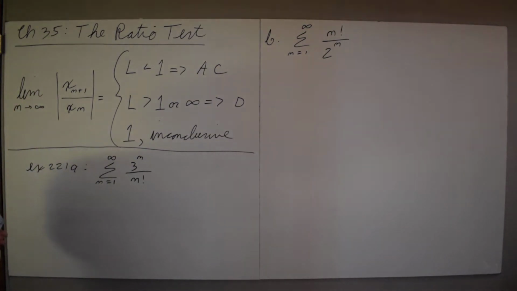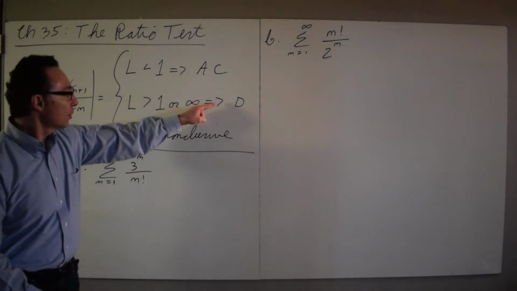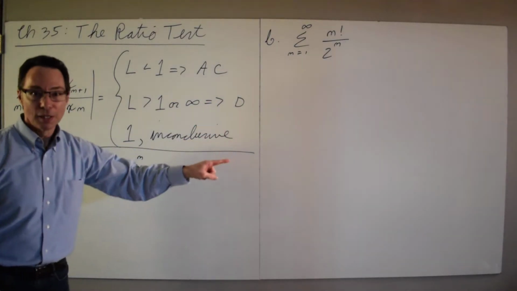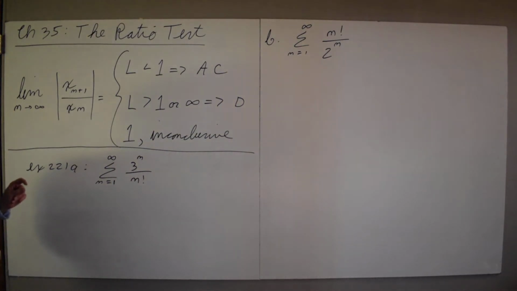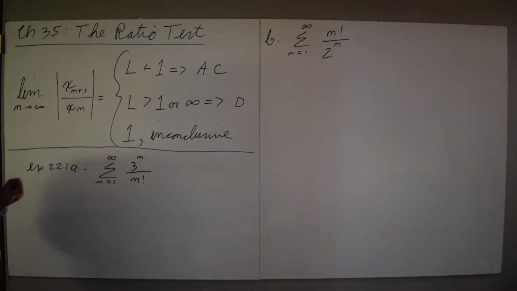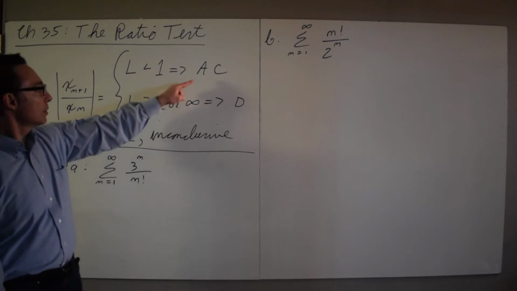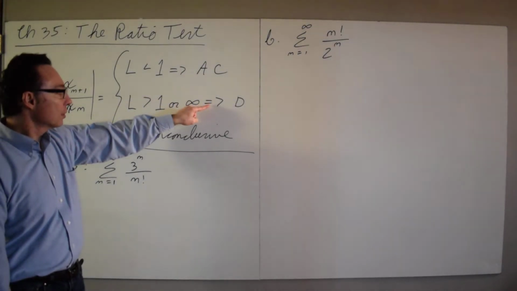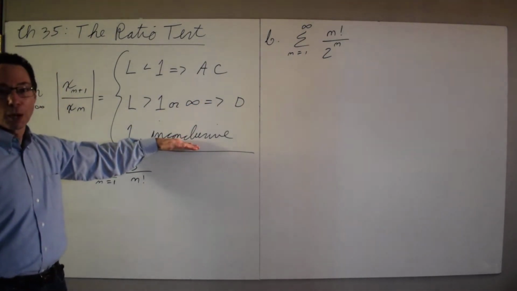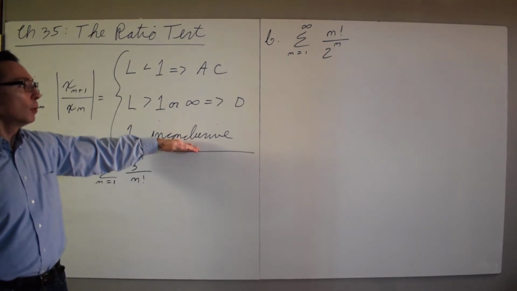Another thing I want to point out about the ratio test is you'll see that nowhere here does it say conditionally convergent. Series are not conditionally convergent by the ratio test. The ratio test will tell you that a series is absolutely convergent, or that it's divergent, or the ratio test might be inconclusive, which means it doesn't tell you anything.